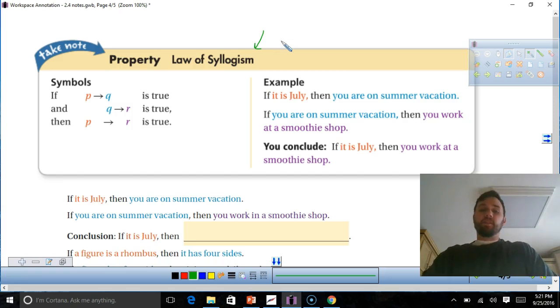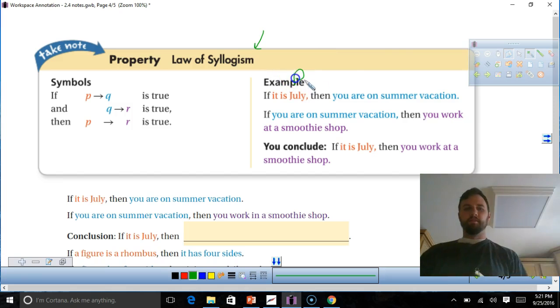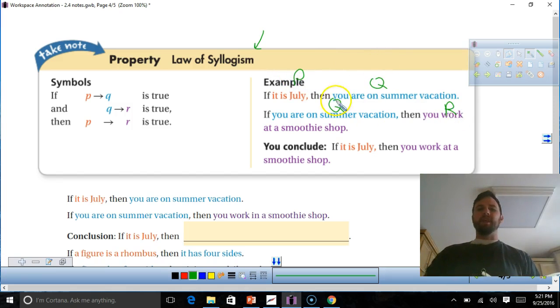If it's July, then you're on summer vacation. It's true. P and Q. If you're on summer vacation, Q, then you work at a smoothie shop. So if it's July, you're at the smoothie shop. That makes sense, right? Everyone likes smoothies. P, Q, Q, R. Let's count that middleman and just go from P to R.